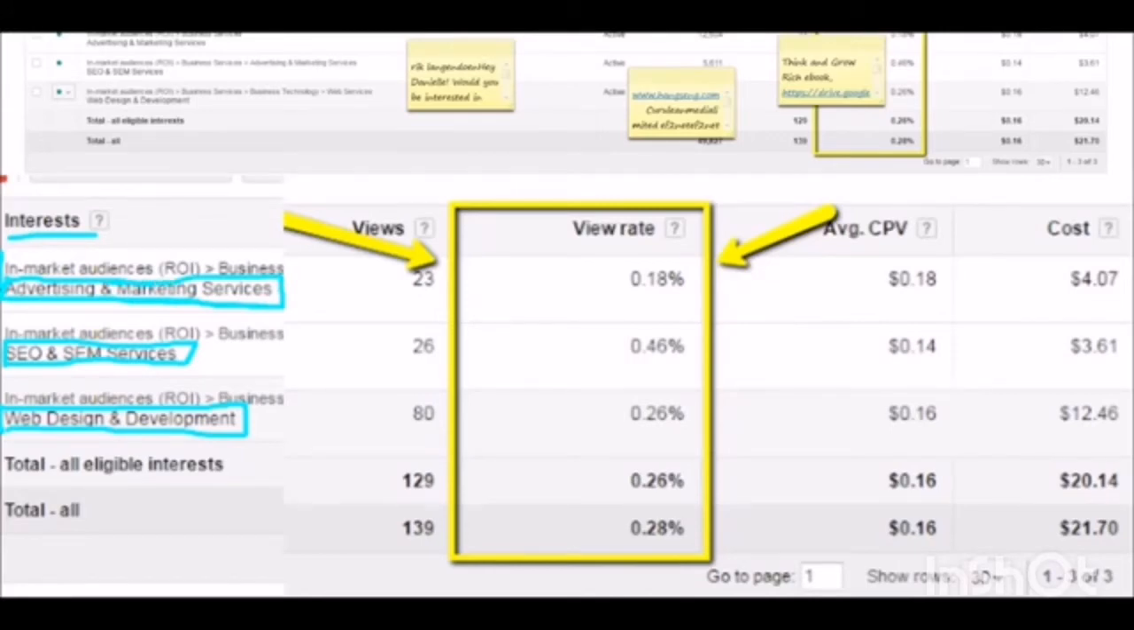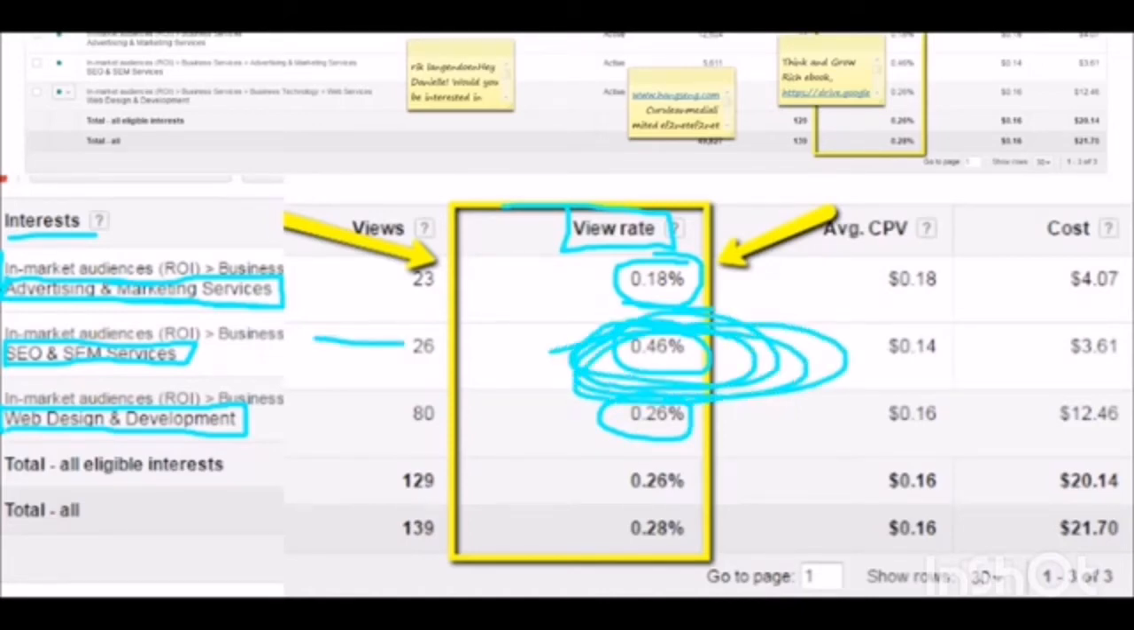Now, I don't have a lot of data here, but we do see some clear trends. I'm looking at my view rate right here, and we see I have a 0.18% view rate, I have a 0.46% view rate, and I have a 0.26% view rate. Now, the one that stands out is obvious. This number right here is much higher than the others. And it's because it is in this category, SEO and SEM services.